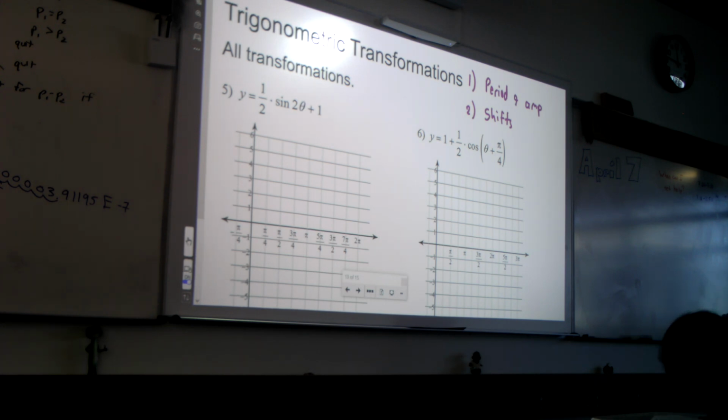So if we're looking at number 5, I want you to turn to your neighbor and take 20 seconds. There's 3 transformations going on there, and I want you to turn to your neighbor and discuss what those 3 transformations are. Go, 20 seconds. Amplitude.